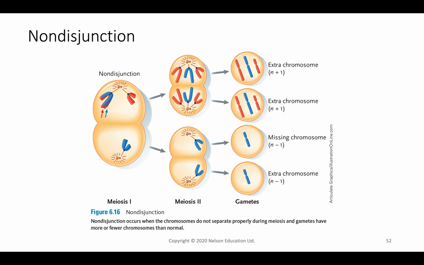Okay, and how does that happen? Well, non-disjunction basically happens. You can see what should have happened here, right? One of them should have come this way, and one of them should have gone that way, but instead both went that way. After they both go this way, now we're going to make a separate set, but now we end up with 3 here instead of 2, and 1 here instead of 2.